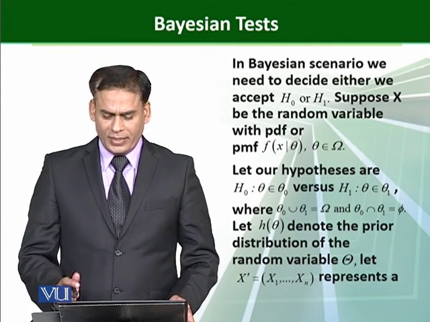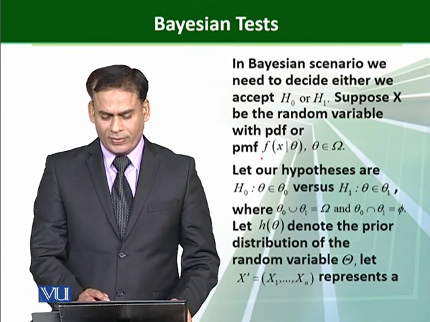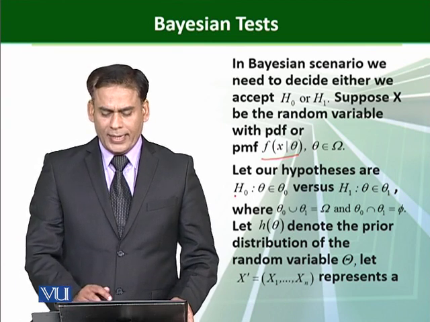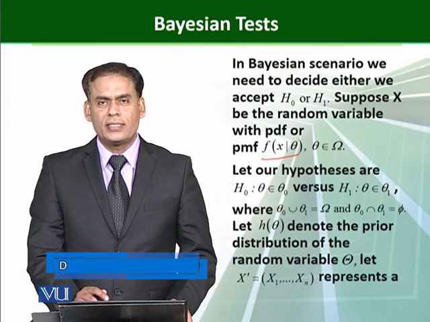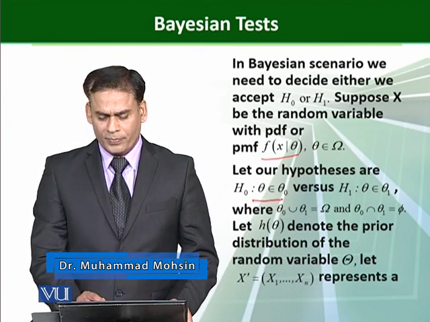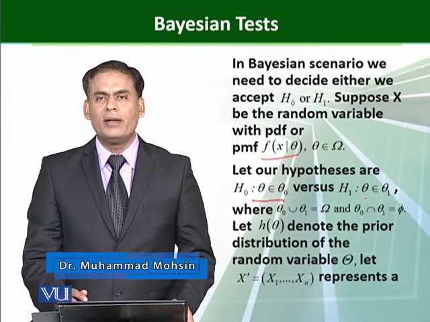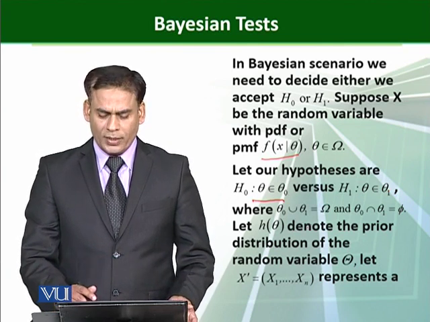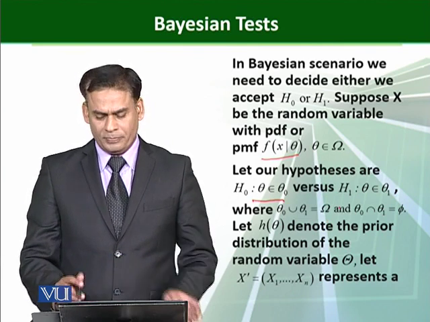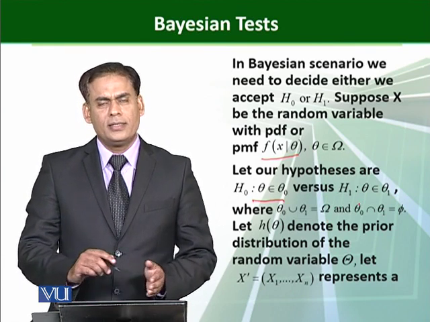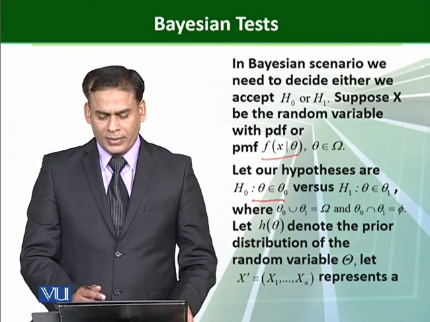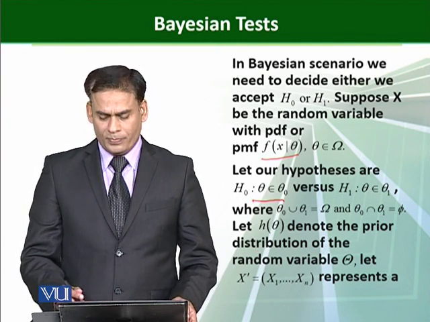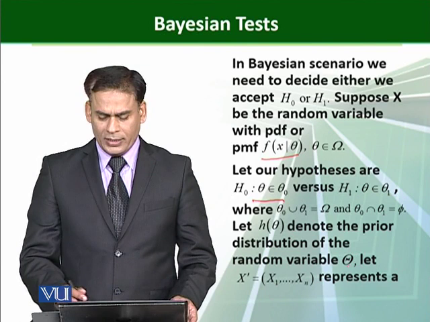Suppose x is a random variable with probability density function f of x given theta, where theta belongs to its parameter space capital Gamma. Let our hypotheses be H0, that is theta belongs to theta naught, versus H1, that is theta belongs to theta 1, where theta naught union theta 1 belongs to the parameter space, and obviously their intersection is the null set. Let h of theta denote the prior distribution of the random variable capital Theta.